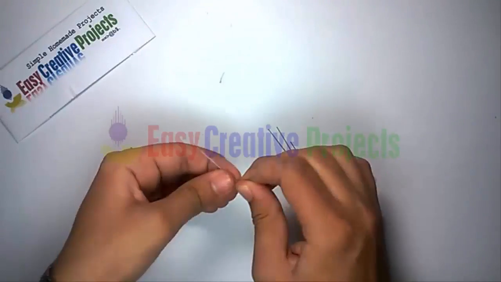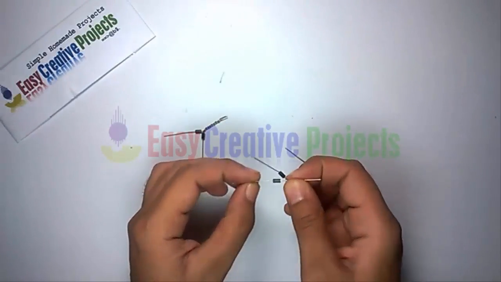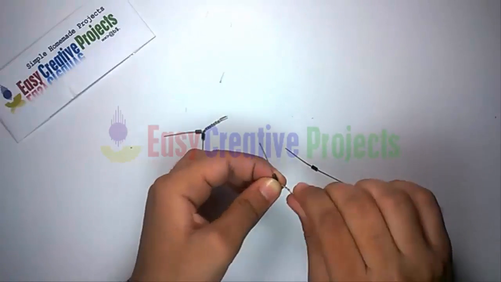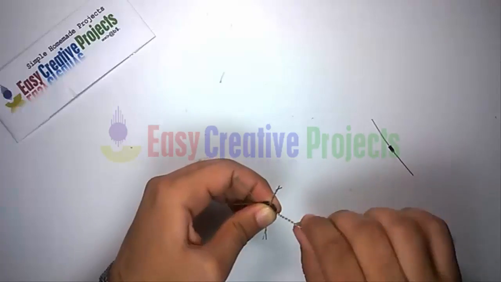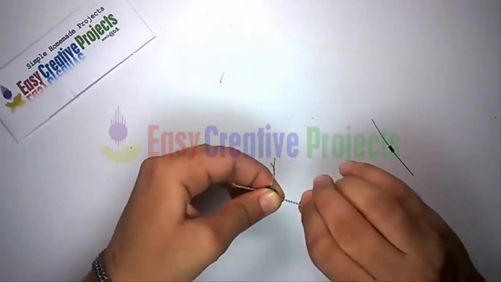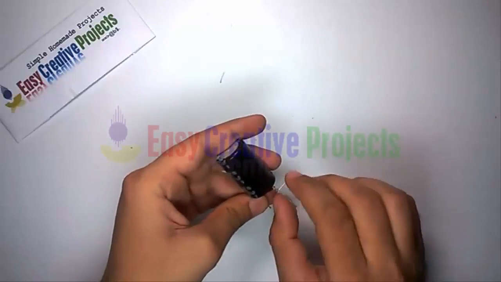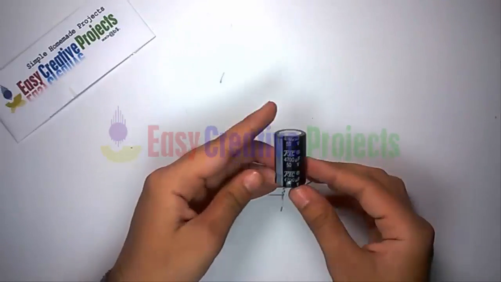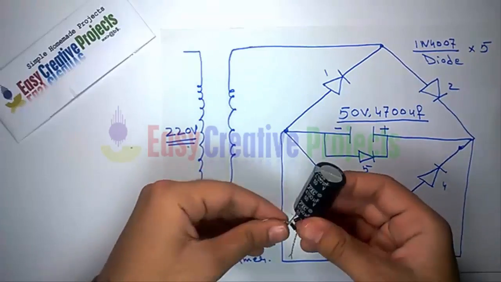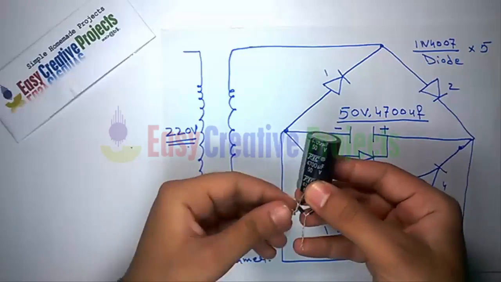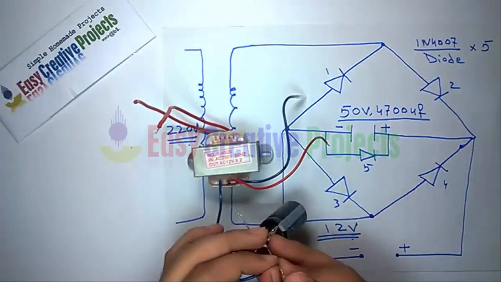Connect 4 diodes in a square like this. Now connect one diode with the capacitor, like the diagram. Now connect the diode set with the capacitor. Now connect the transformer with the diode, like the diagram.